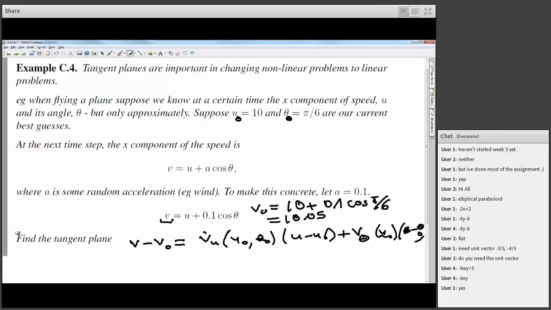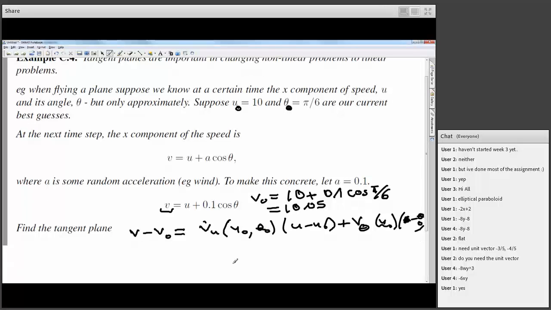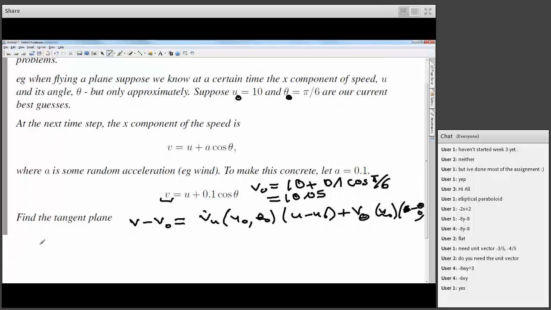So our tangent vector, we're going to have v naught as our reference frame, and then we work out some partial derivatives. So v_u is just another way of saying the partial derivative of v with respect to u, and that's just going to be equal to, in this case, just 1. The partial derivative of v with respect to theta, which is written as v_theta, you can work out similarly. It's going to be 0.1.